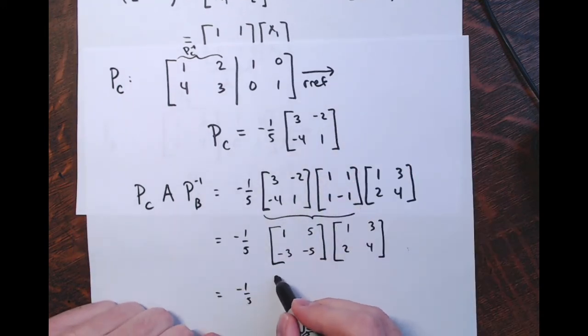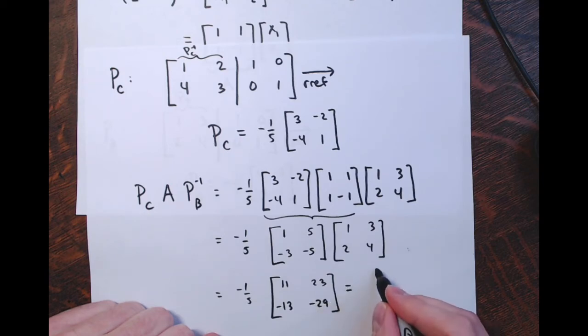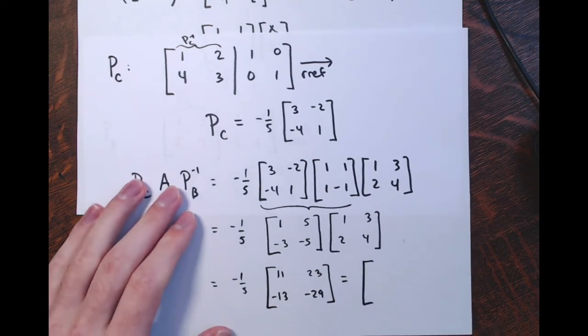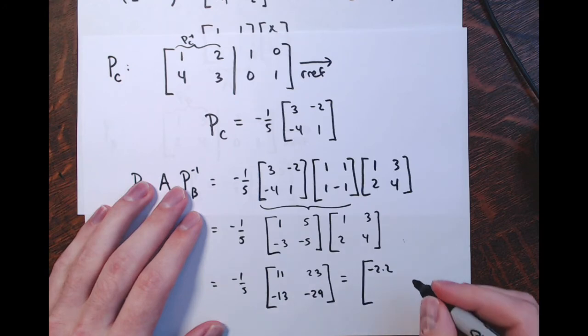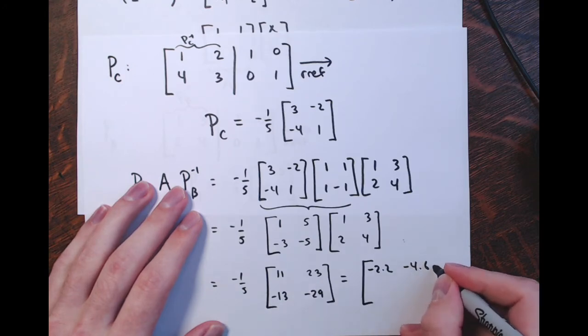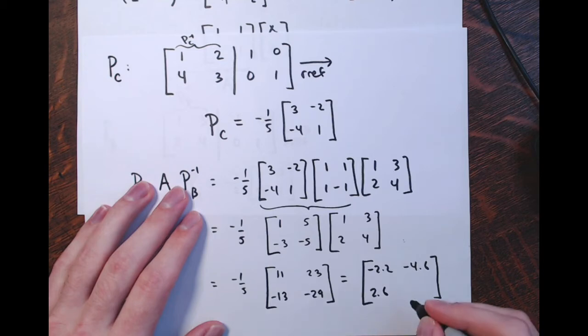Negative 1/5 times, and then 1 plus 10 is 11. 3 plus 20 is 23. Negative 3 minus 10, negative 13. And then negative 9 minus 20, negative 29. And if I put in negative 1/5 in there, you see that'd be negative 2.2. 11 over 5, and then 23 over 5 would be negative 4.6, if I'm writing decimal. 13 fifths would be 2.6, and then 29 fifths is 5.8.